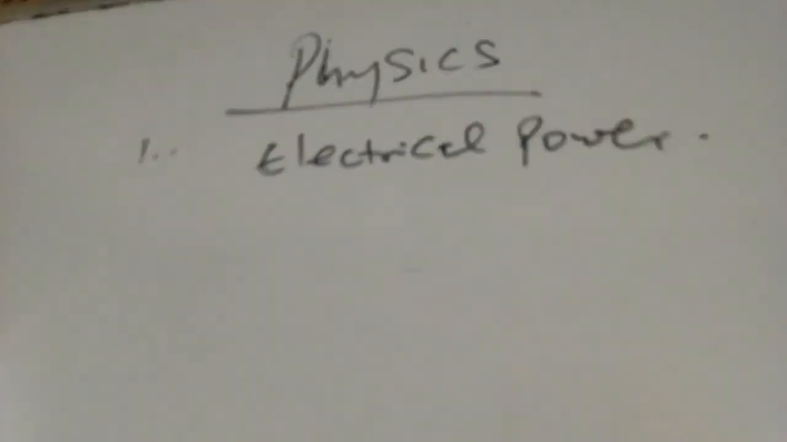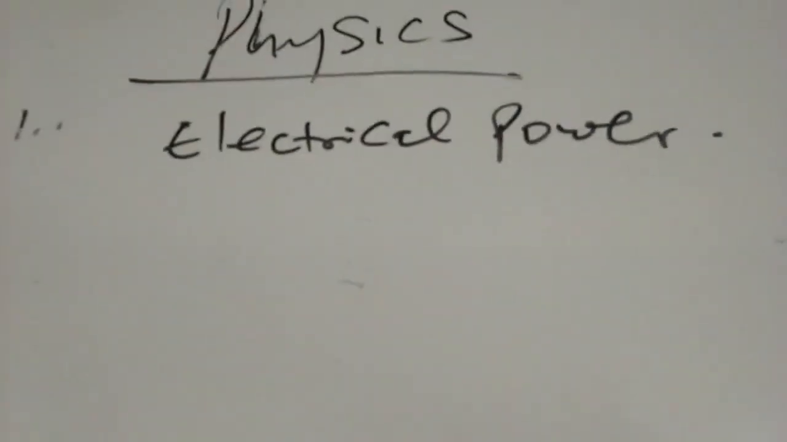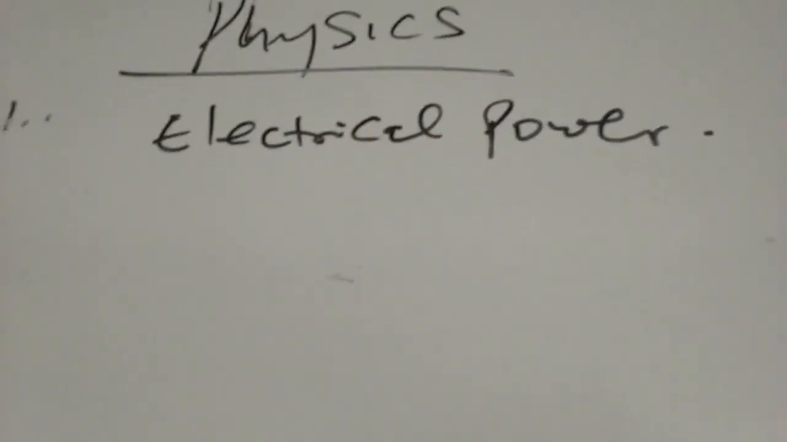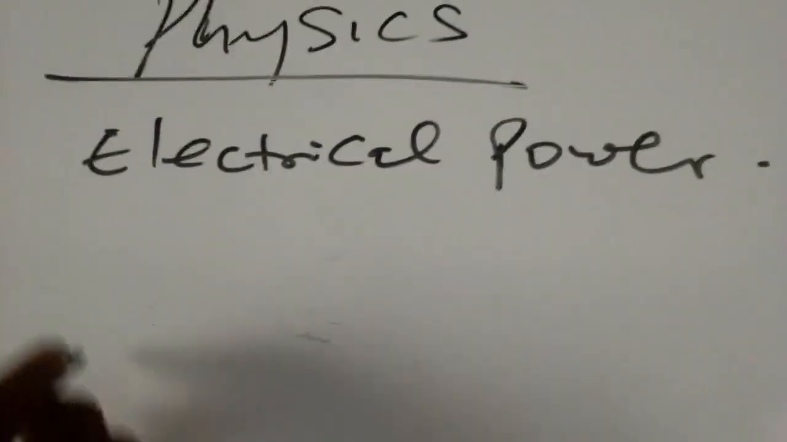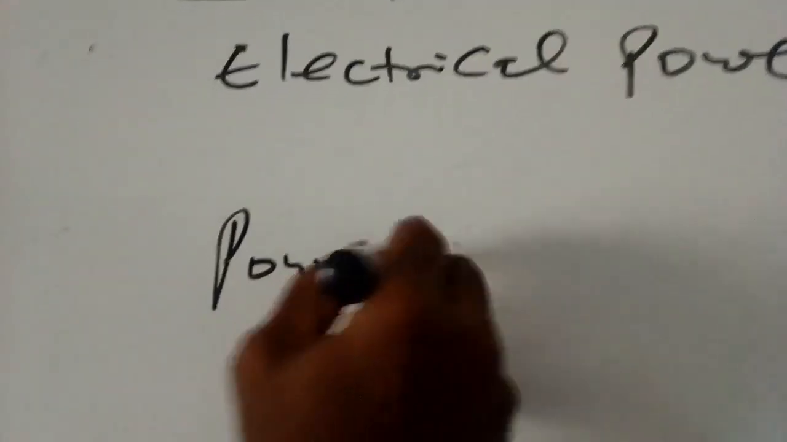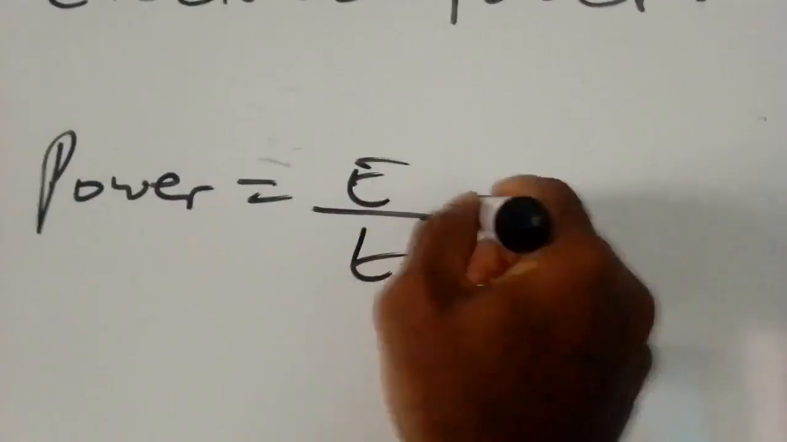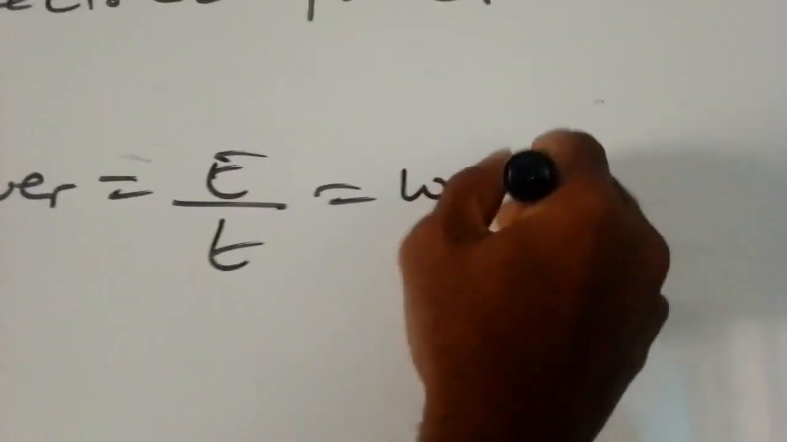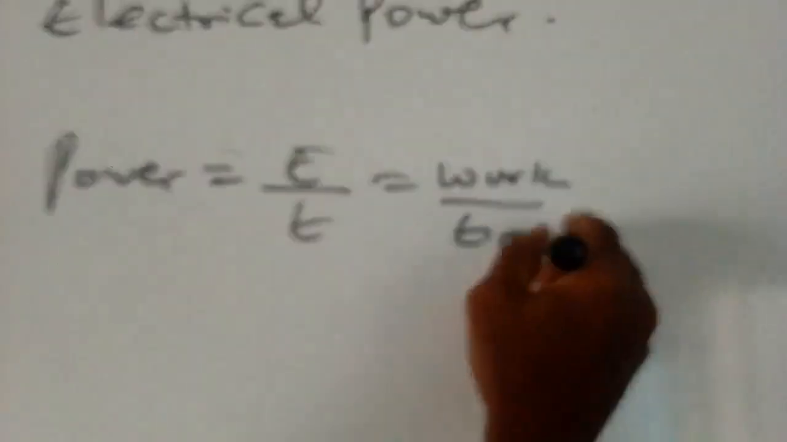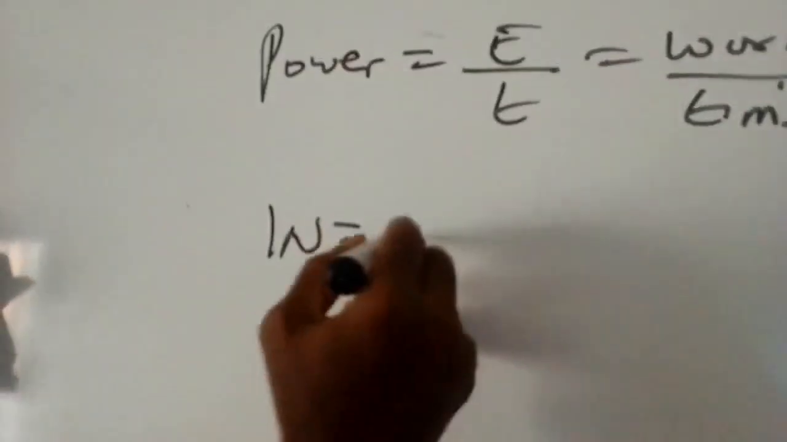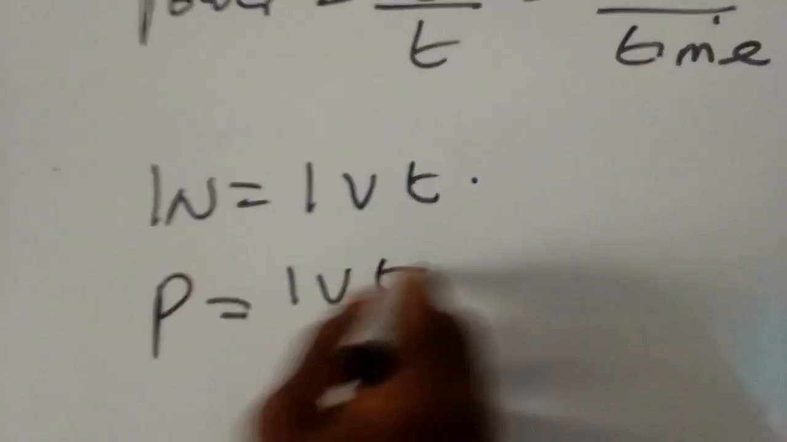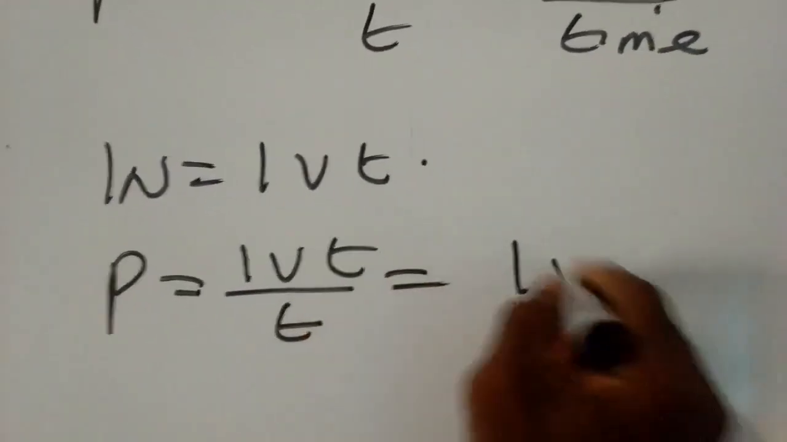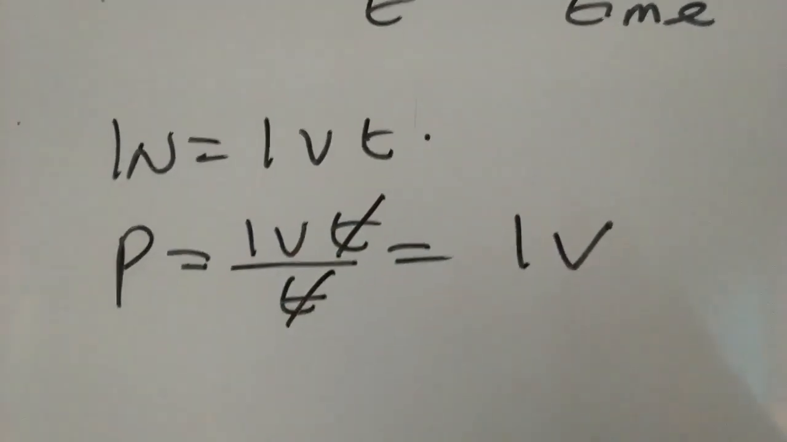So today, in this session, we're looking at electrical power. As we described earlier in the previous example, power is the rate of doing work. Power is energy over time, or work done over time. In an electric circuit, work done can be given as IVT. Substitute work with IVT, now IVT over time. Power is now IV, time cancels time.